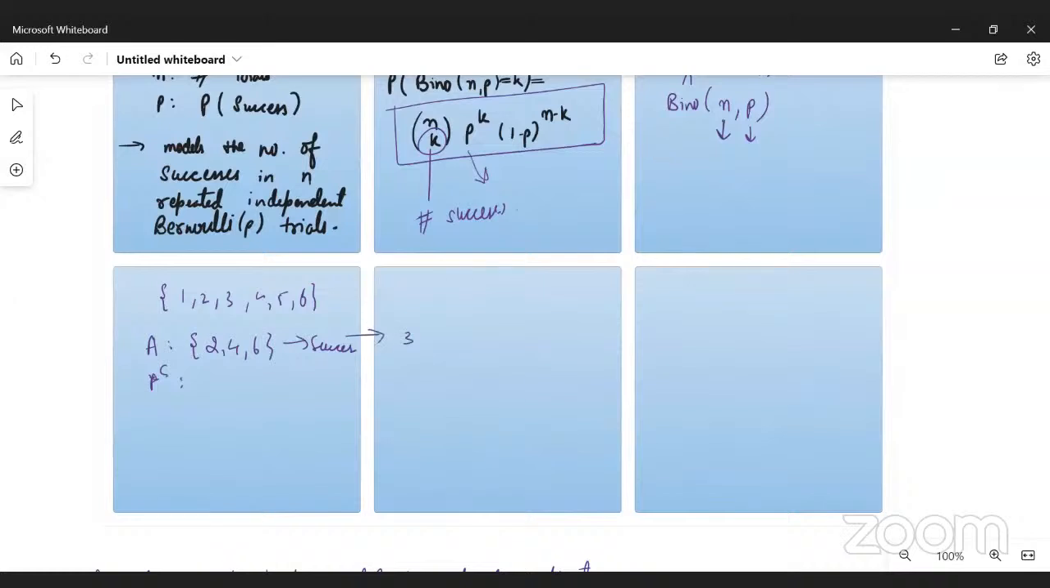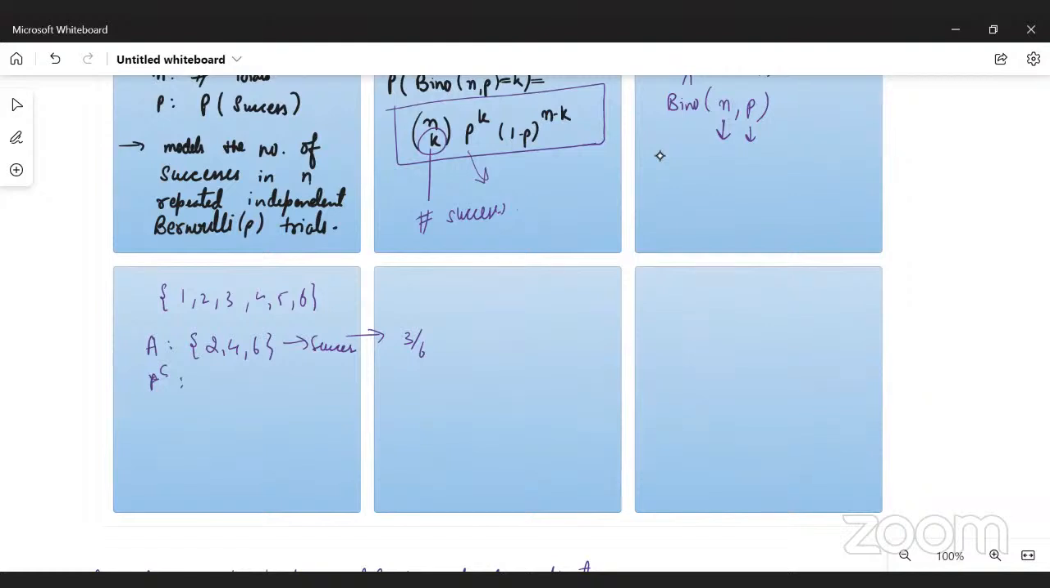It's only about success and failure. It is not about what entails the success or failure. Like here, if it is 2, 4, or 6, it can be anything. It depends on how you want to define your success to be.